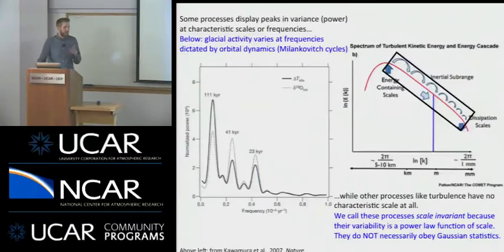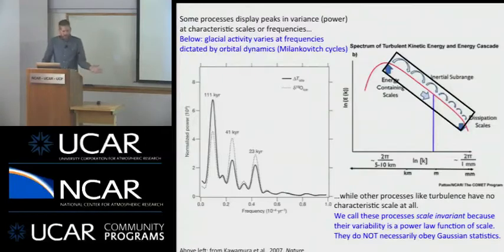Okay, so let's jump into some spectral analysis. The main tool we're going to be using here is the power spectral density. And this can be used in a number of different ways. For some processes, they'll display peaks in variance or power at characteristic scales or frequencies, such as in this left panel, where we've got well-known interglacial frequency bumps in terms of temperature and oxygen isotopes.